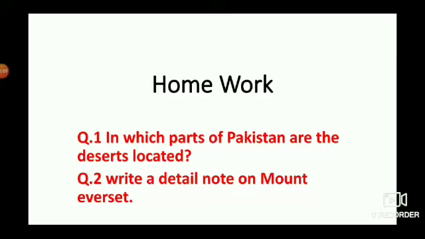Homework is question 1. In which parts of Pakistan are the deserts located? Question 2. Write a detailed note on Mount Everest.